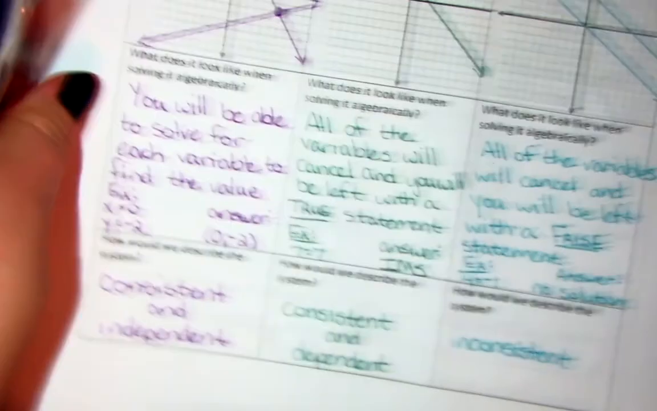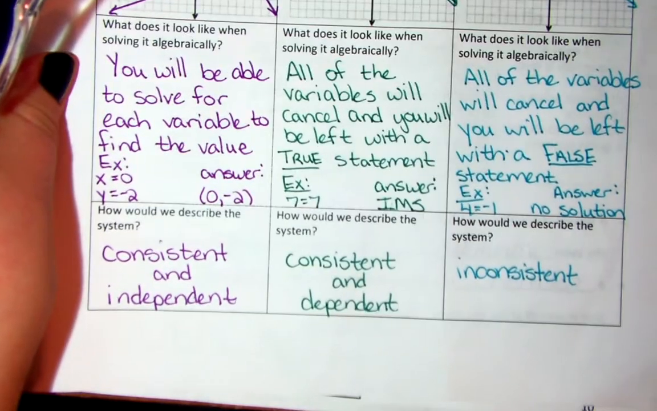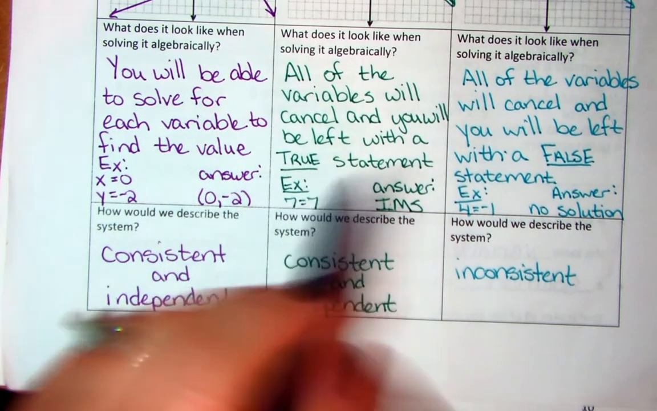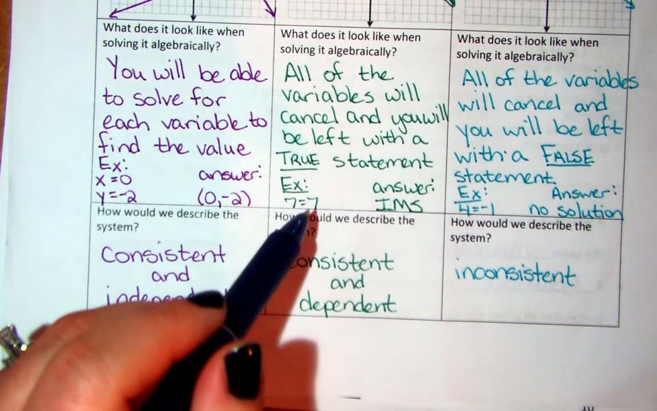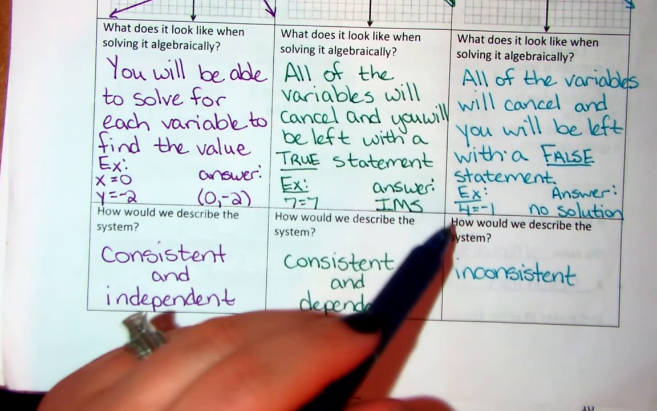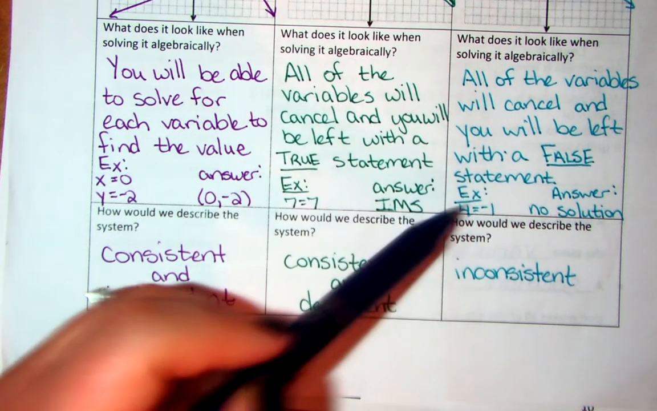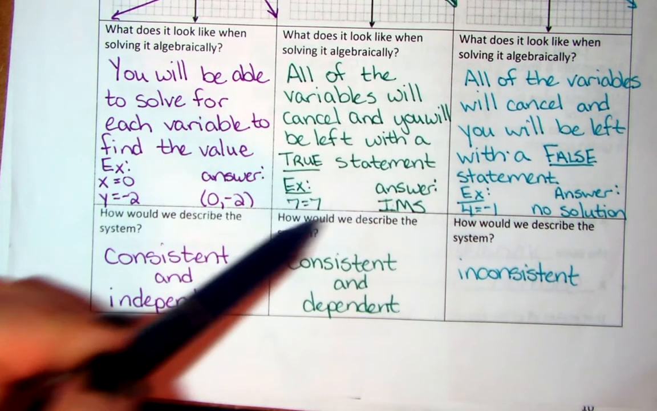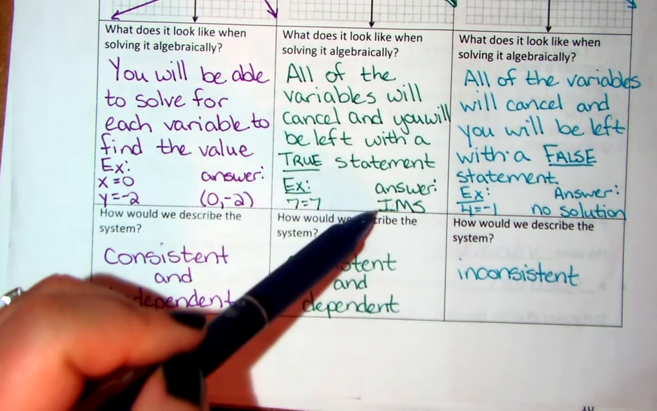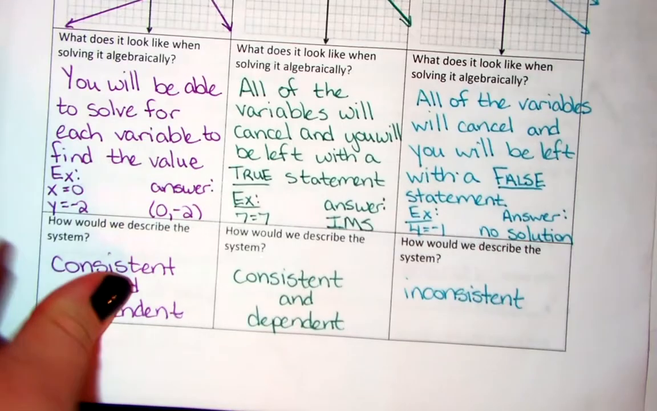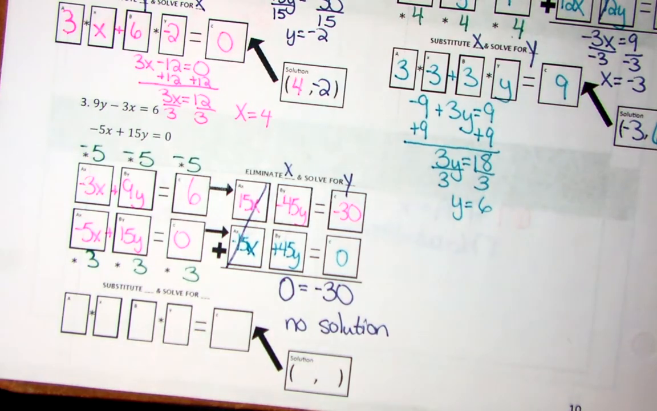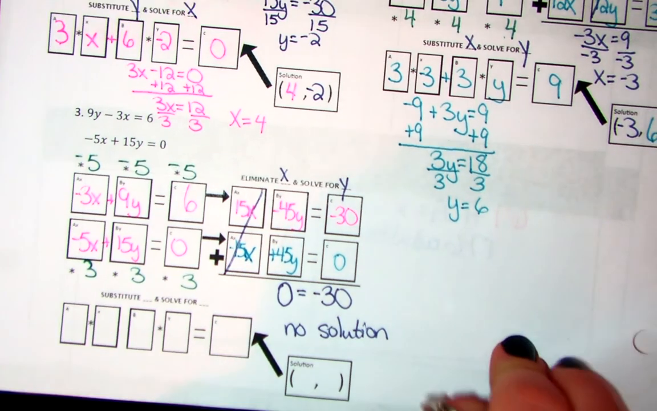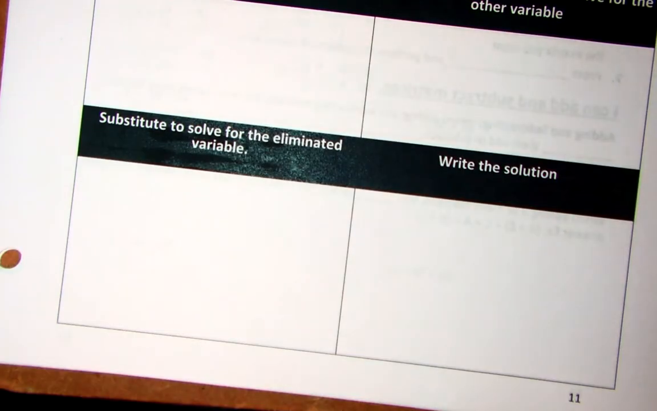Think back to the chart that we filled out when we're solving algebraically. It holds true for substitution and elimination because those are our two algebraic methods. When we have a false statement with no variables, our answer is no solution. And if we were left with a true statement with no variables, our solution would have been infinitely many solutions. Let's go ahead and apply this to a word problem.